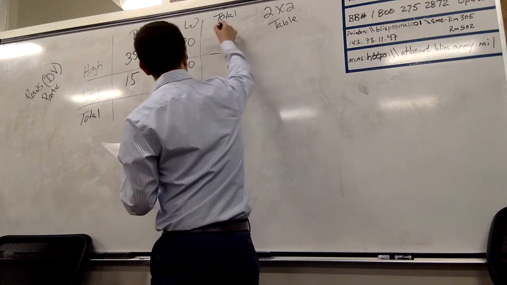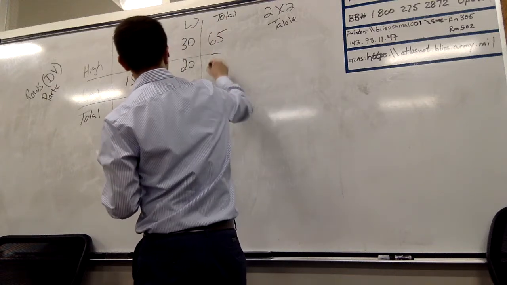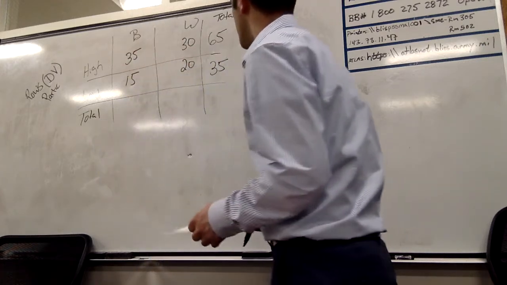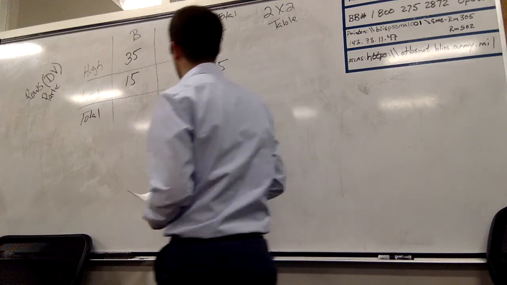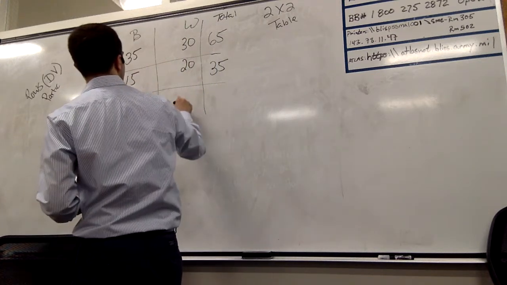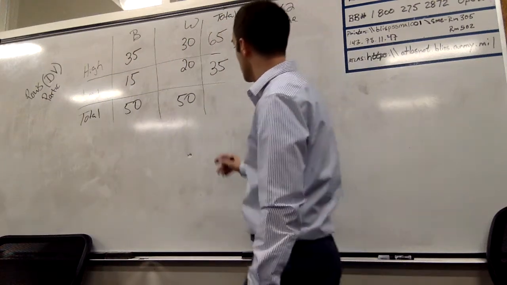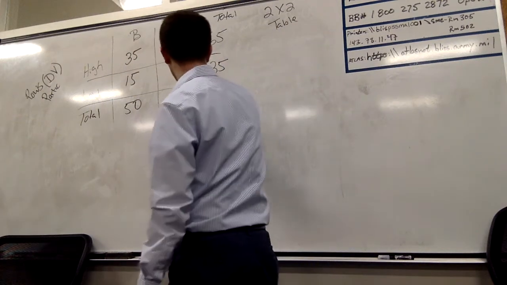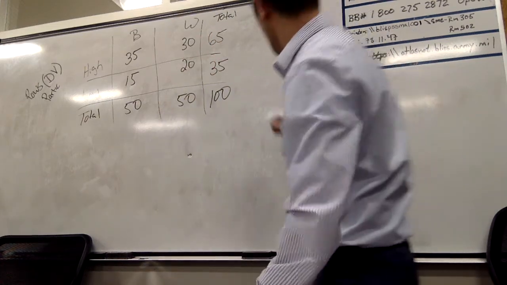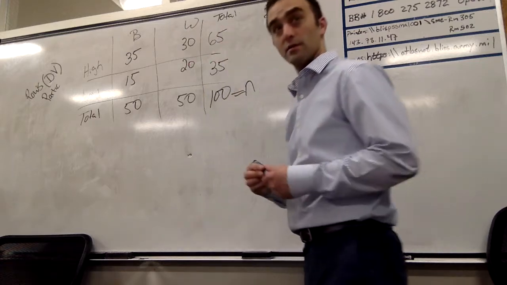So the row totals, we've got 65 high participators, we've got 35 low participators. 50 black, 50 white. For a sample total of 100. The total, bottom right, that is going to be your N, the sample size.